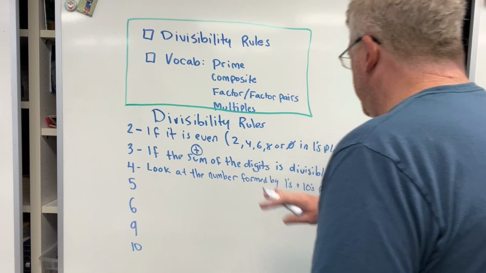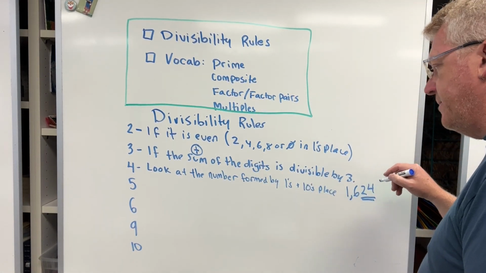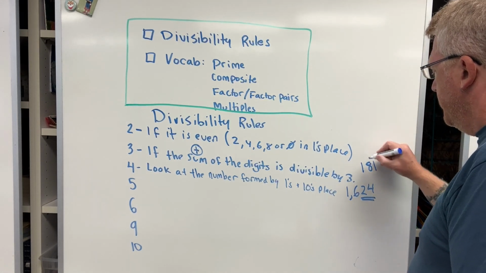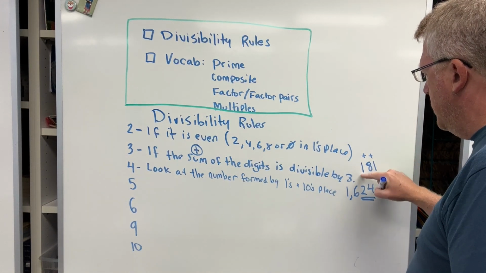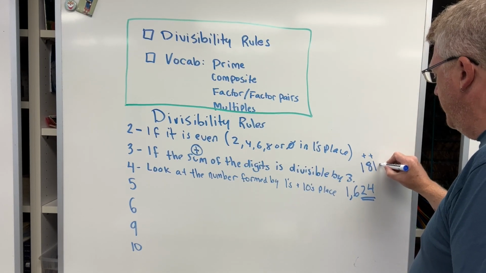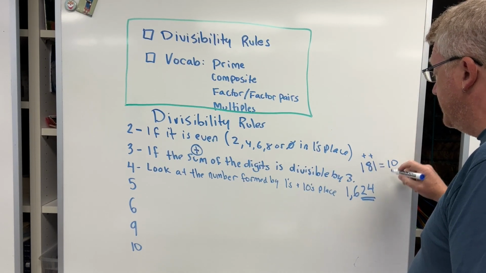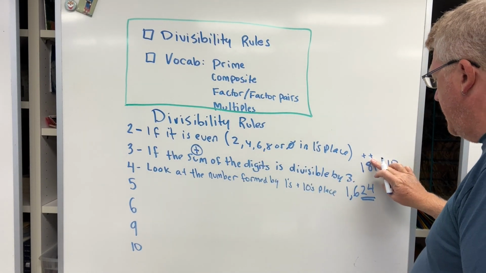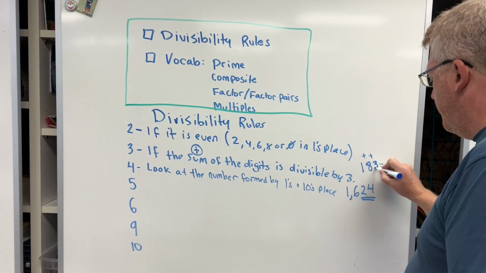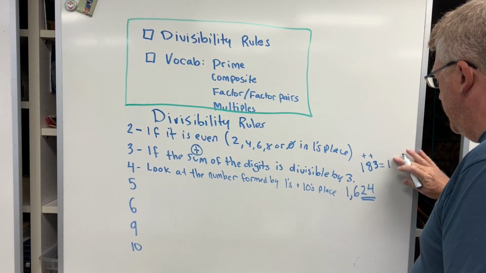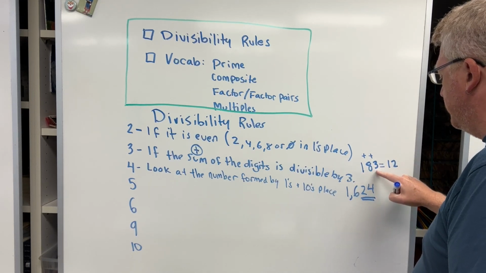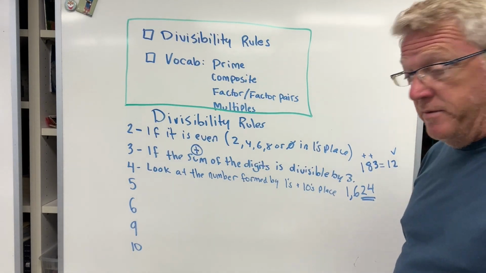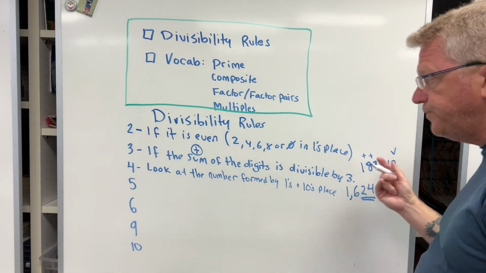All right, we might as well go back and do an example for the sum of the digits. So if the number was 181, 1 plus 8 plus 1 is 10, and 10 is not divisible by 3 because you can't count by 3s and hit that. But 183 is 1 plus 8 plus 3. 8 plus 3 is 11, plus 1 is 12. Then it is divisible by 3 because I can count by 3s to hit 12. All right.